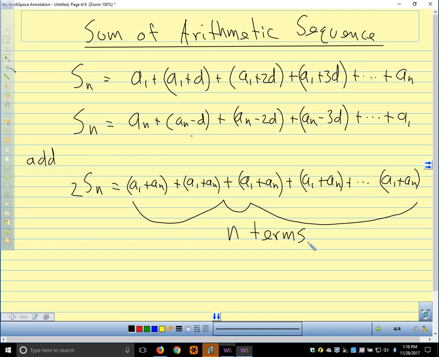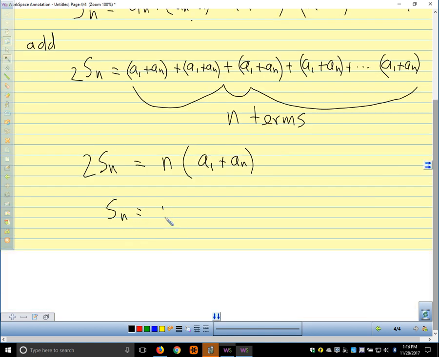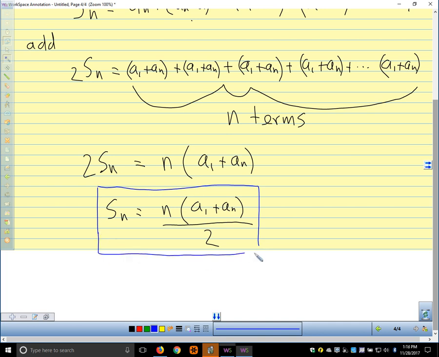Why do you add the two numbers together? To get these d's to cancel out. Okay. Well, now, if I add something together n times, so if I add 2 to itself 8 times, what is that? What am I doing? Multiplying. So this is 2s sub n is n times a1 plus a sub n. Or the sum, which is what we're looking for, is n times a1 plus a sub n divided by 2. And that is our sum of an arithmetic sequence.